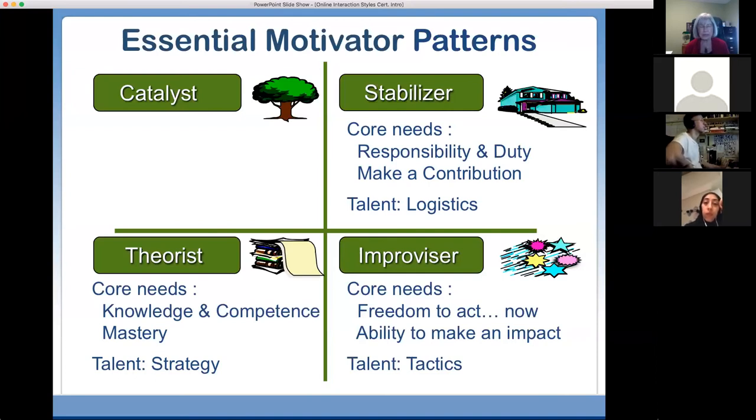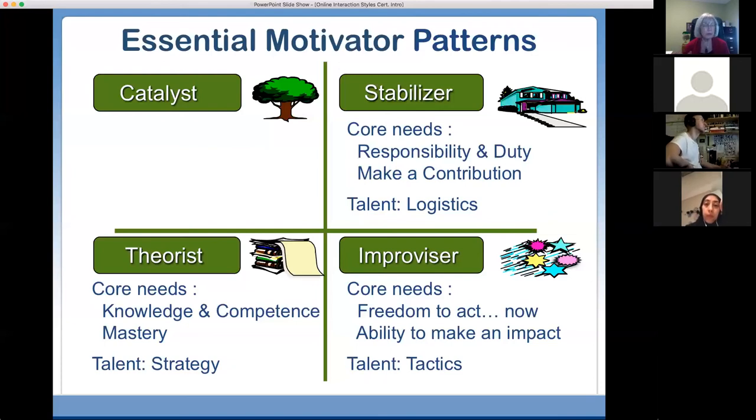And just to realize that this is true for all of us, we have all of these needs within us and everybody wants to be knowledgeable. And they don't want to be unknowledgeable, but they don't have a need for it. The strong psychological need, that psychological death if you feel like you don't know or that you're incompetent. And likewise for the improviser and the stabilizer, their core needs are what psychological death for them if they don't get those met.